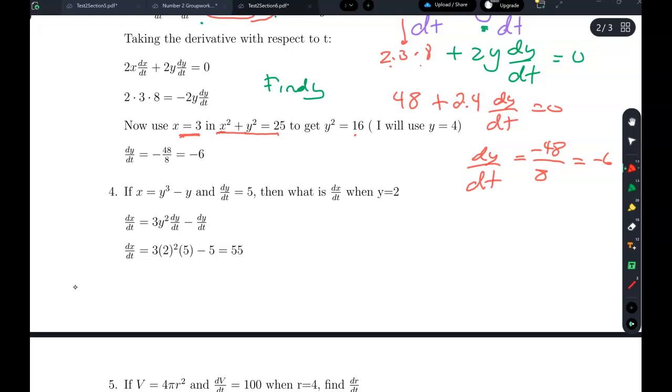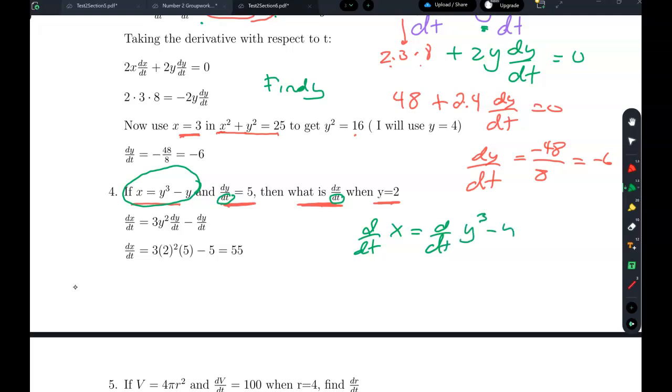All right, let's look at this next one. So here's the equation. Here's the given rate. Here's what I'm trying to find, and here's the when. Okay, so I'm going to take the derivative with respect to t of this, right? The derivative with respect to t. I can tell that because it's got d over dt in here, right? So of x equals d over dt of y cubed minus y.